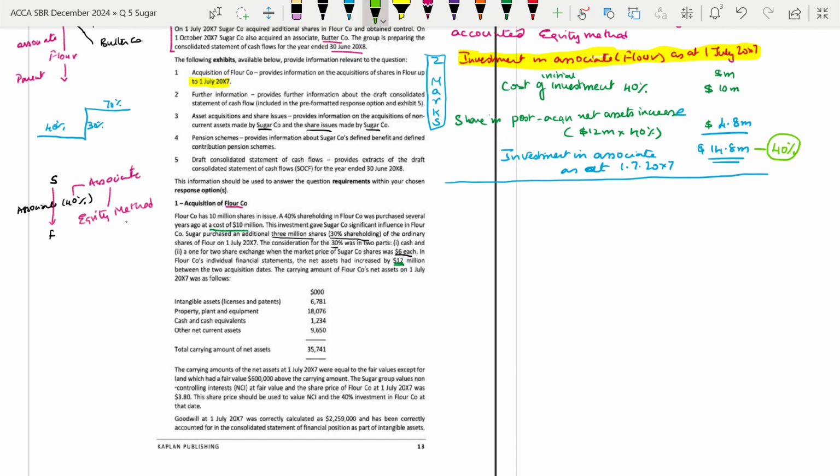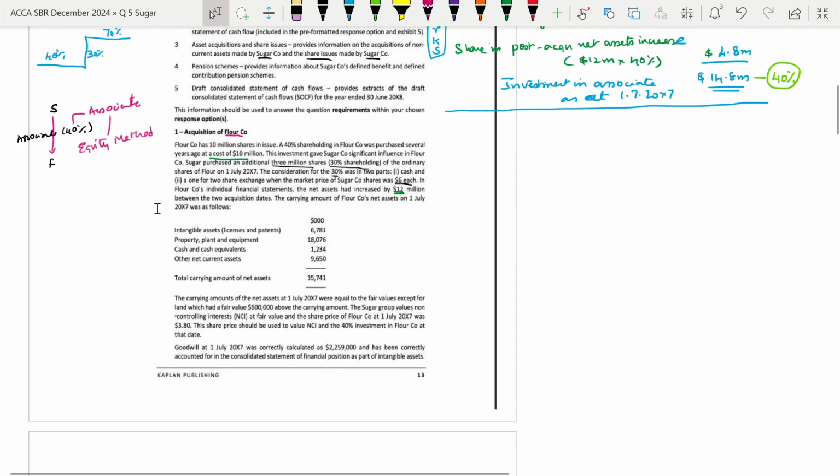What is the fair value of the original 40%? What is the value of the shares? Check. They have mentioned it somewhere here. How much is the value of the share? They say that the value of the share on 1st July 2007 is 3.8. The Sugar group values NCI at fair value.